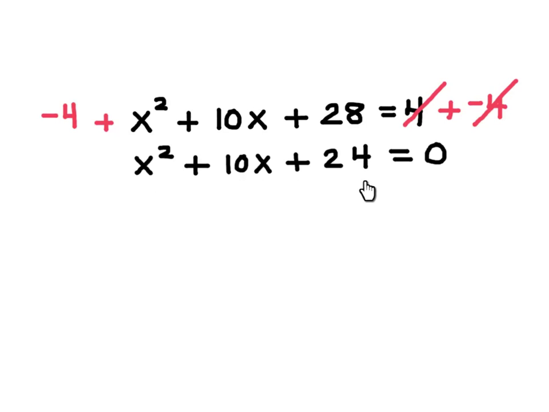Now we can factor the left-hand side. If we factor the left-hand side, we'll find our m and n, such that the sum of m and n is 10, and the product is 24. What are those two numbers?